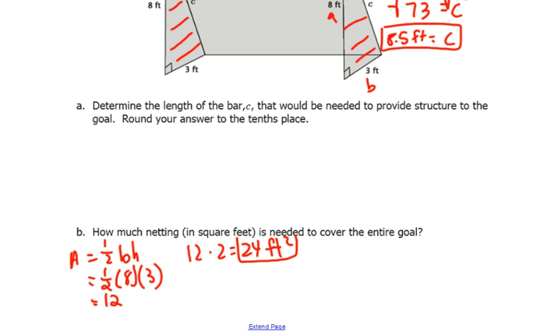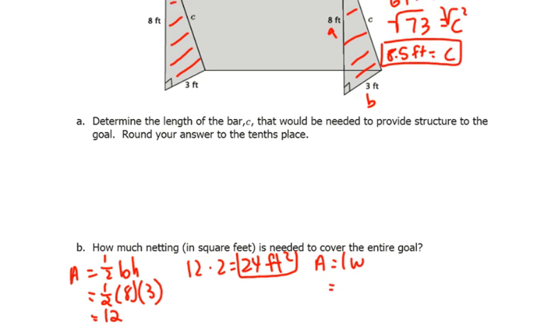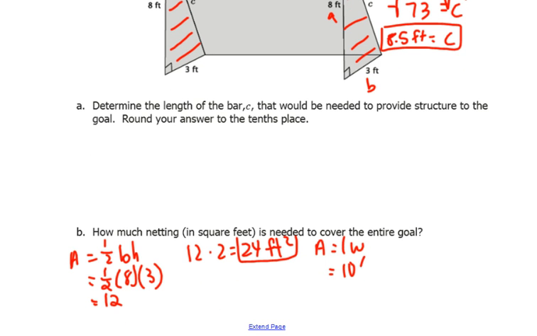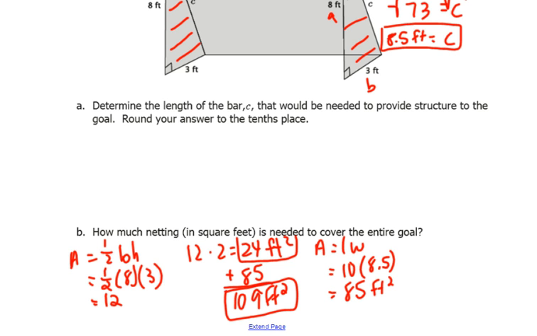And then the rectangle in the middle, that's length times width, is 10 feet across times 8.5, the answer we found, which is 85 feet squared. And now I add these two together, 24 and 85 is 109 feet squared total netting. So again, another question where we've learned how to do the pieces, now we just need to put it together.